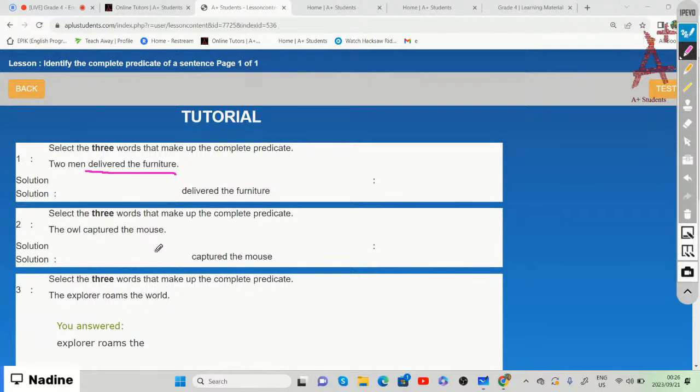Now we need to select three words that make up a complete predicate. The owl captured the mouse. So before we select the predicate, our subject is the owl. The owl is a subject, and the predicate is captured the mouse. So what did the owl do? It captured the mouse.